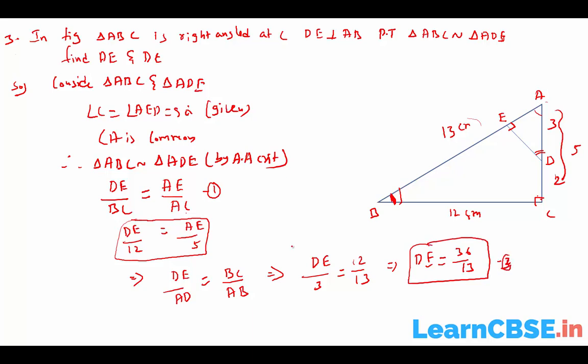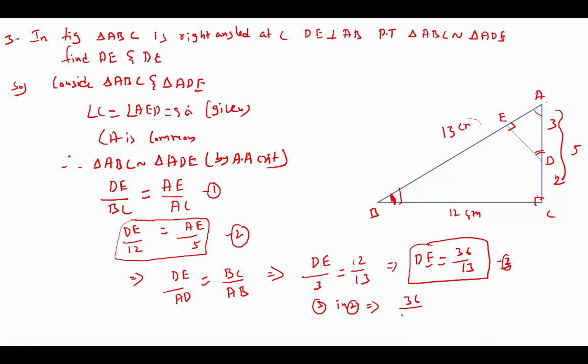Now substitute this value, equation 3 in equation 2, we will get 36 by 13 into 12 equals AE by 5. 12 ones, 12 threes. On cross multiplication you will get 13 AE equals 15. Then AE equals 15 by 13. Finished.